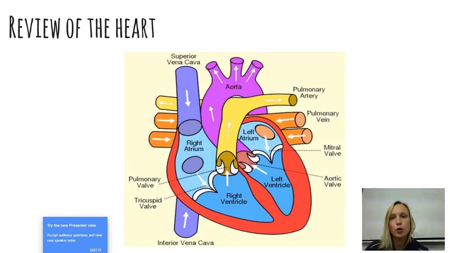Hi guys, so we're going to talk briefly today about the heart. We're going to look at some anatomy and some physiology, blood flow stuff relating to the heart today. So, a few things to remember first and foremost.